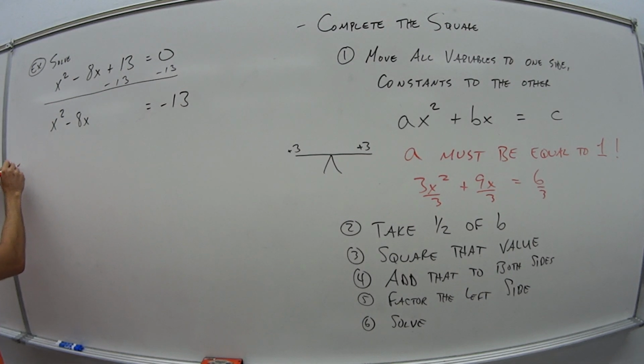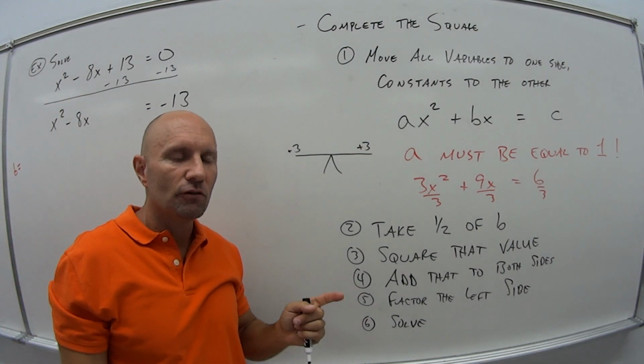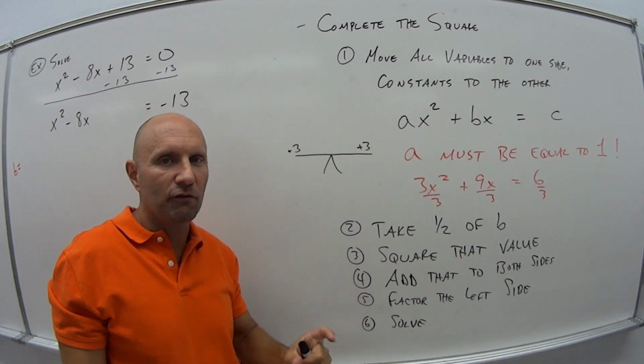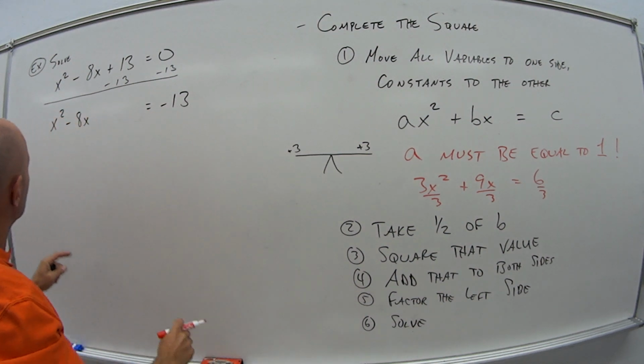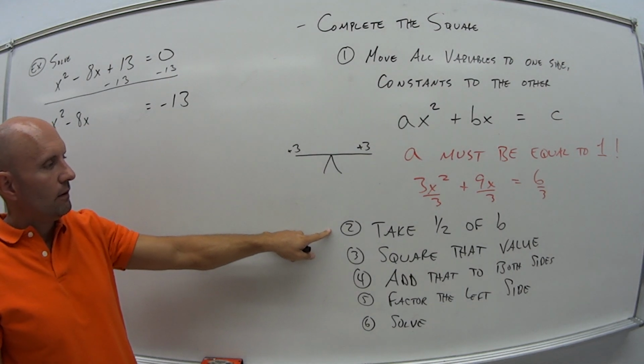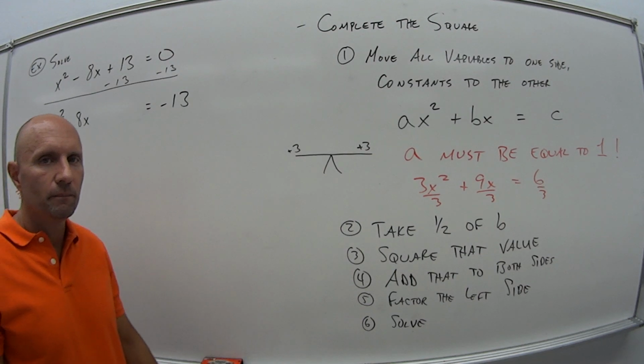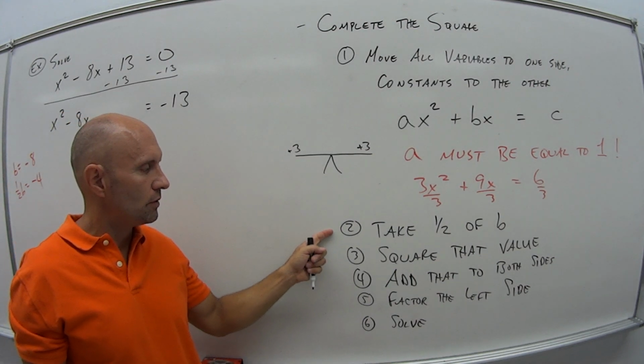So my b is what? Well, my b is negative 8. So if there's a minus sign there, you have to account for that minus sign. So b is negative 8. Take half of b. So 1/2 of b, negative 8 divided by 2, is negative 4. So that was step 2.